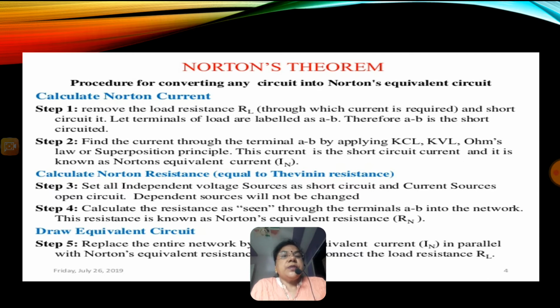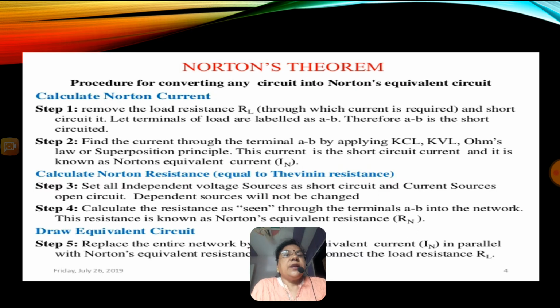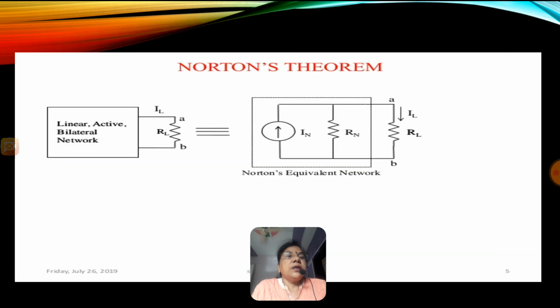Now step 2 is to find the current through the terminal AB by applying KCL and KVL, Ohm's law or the superposition principle. This current is the short circuit current and it is known as Norton's equivalent current.